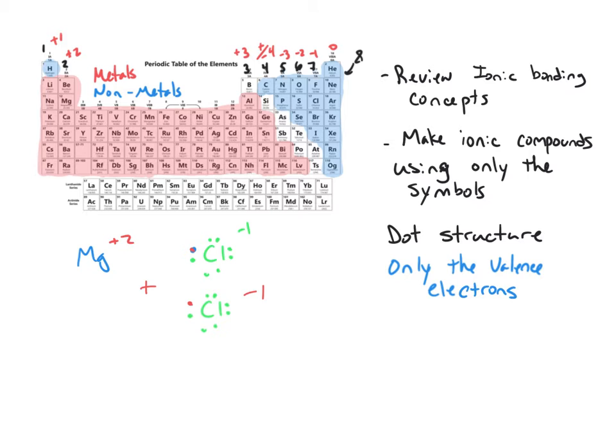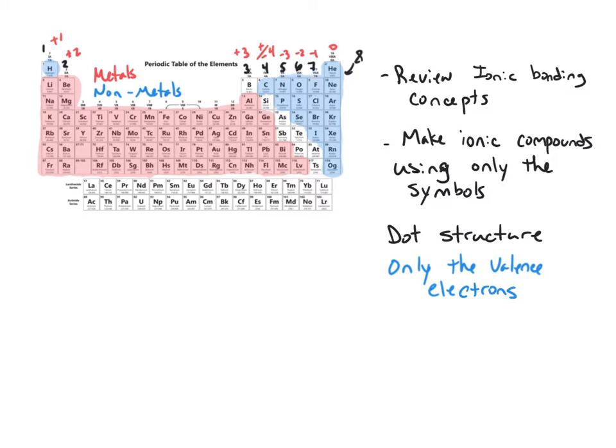And when I combine those together, I get MgCl2. Now when we have multiple ions in a compound, then we put a little 2 as a subscript behind the molecule like this. So magnesium and 2 chlorines makes MgCl2. Let's do one more example.